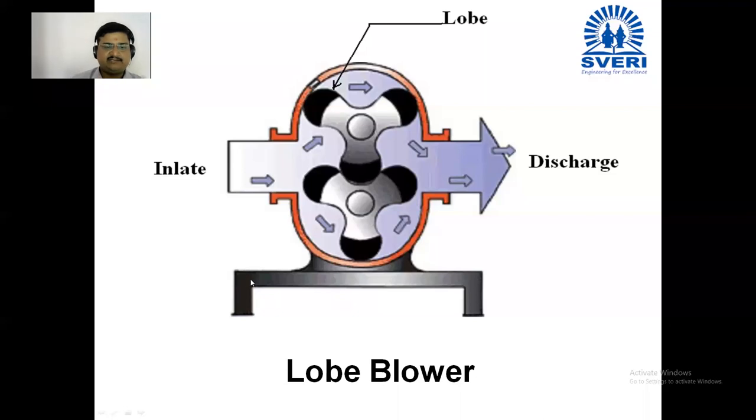So there is a mounting. Mounting means a base on which you are going to fix the blower or the compressor.